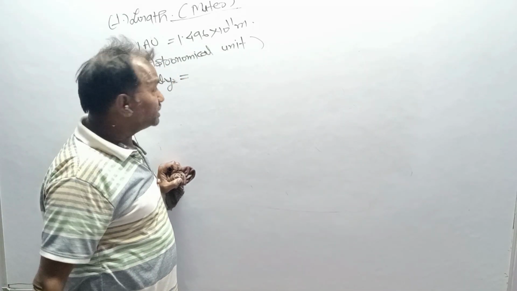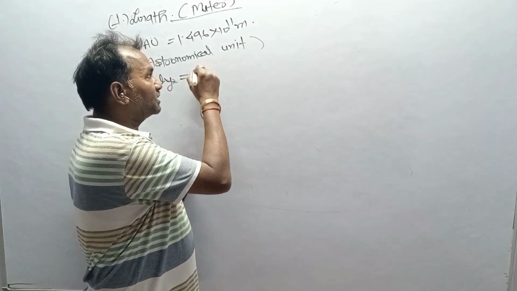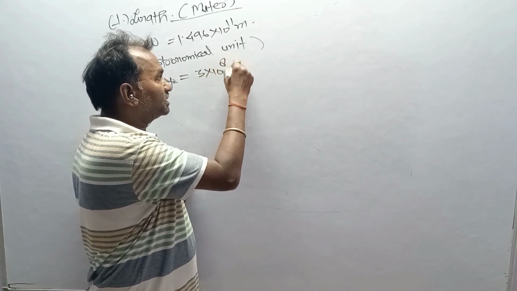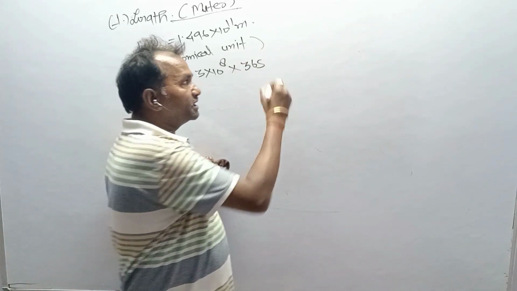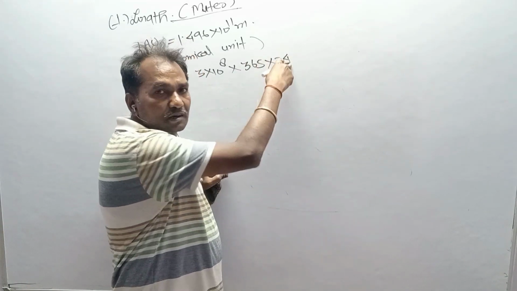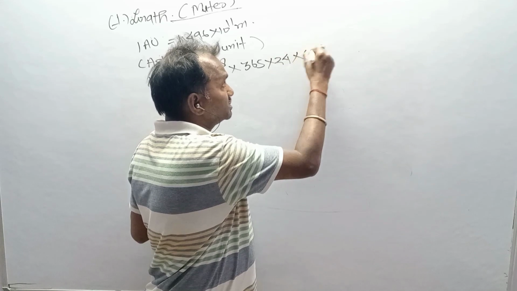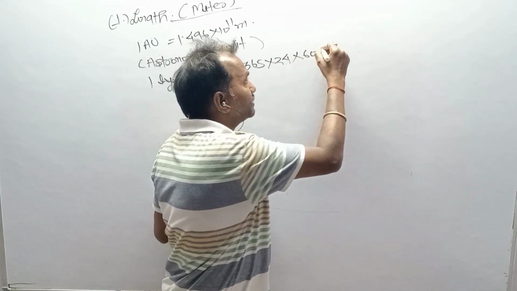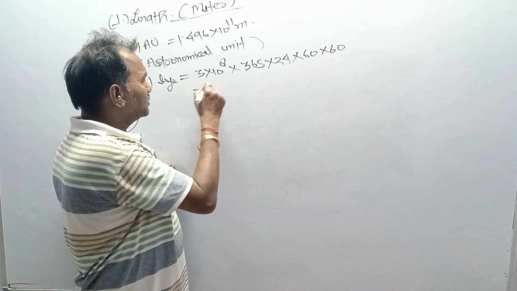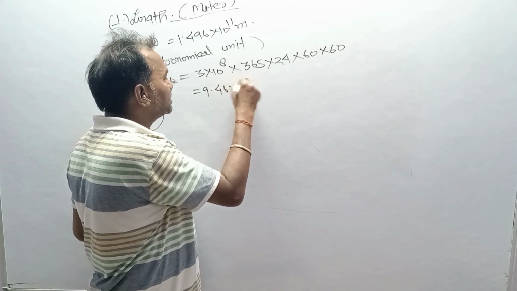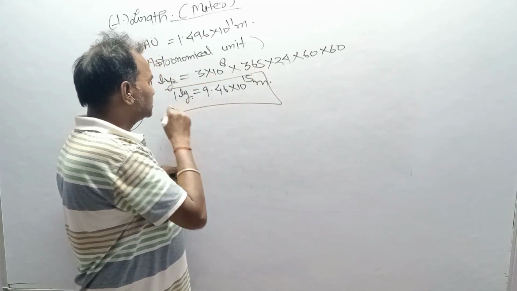So, how do we define 1 light year? Distance is equal to velocity into time. The velocity of light in vacuum is 3 into 10 raised to the power 8, and time is 1 year. 1 year means 365 days, and every day has 24 hours. So you convert it into hours, then multiply by 60 to get minutes, and multiply by 60 again to get seconds. If you solve, you will get the answer 9.46 into 10 raised to the power 15 meter. That is 1 light year.